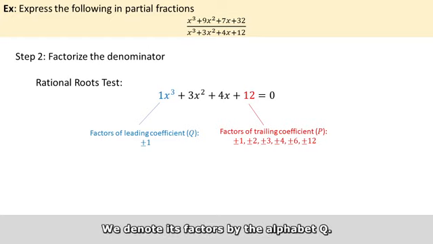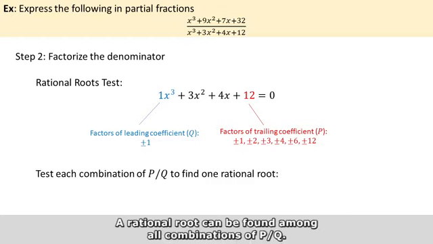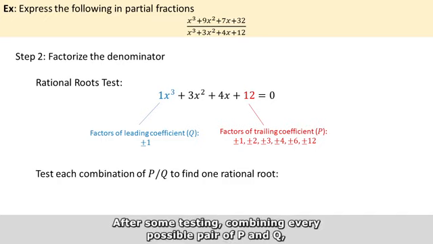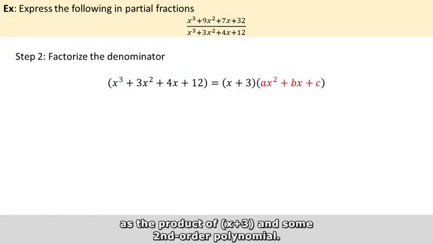For now we denote its factors by the letter Q. And the trailing coefficient is 12, so it does have more factors as shown. We denote these factors by P. A rational root can be found among all combinations of P over Q. So after some testing, combining every possible pair of P and Q, you would discover that x equals minus 3. So therefore, we can rewrite the denominator as the product of x plus 3 and some second order polynomial.